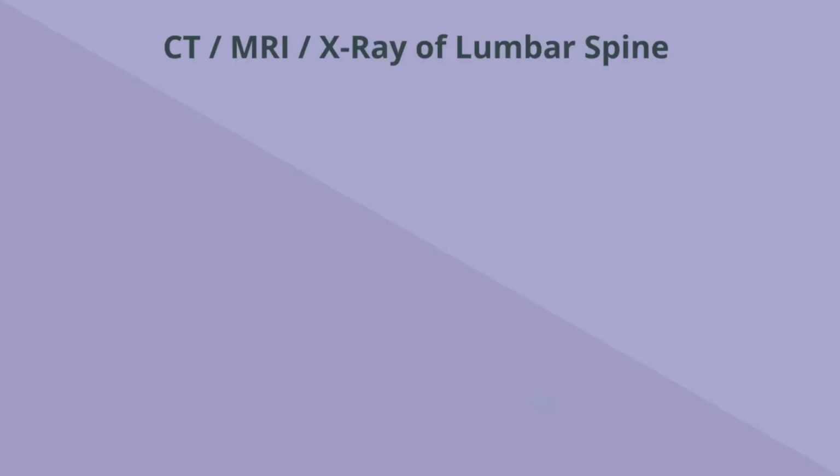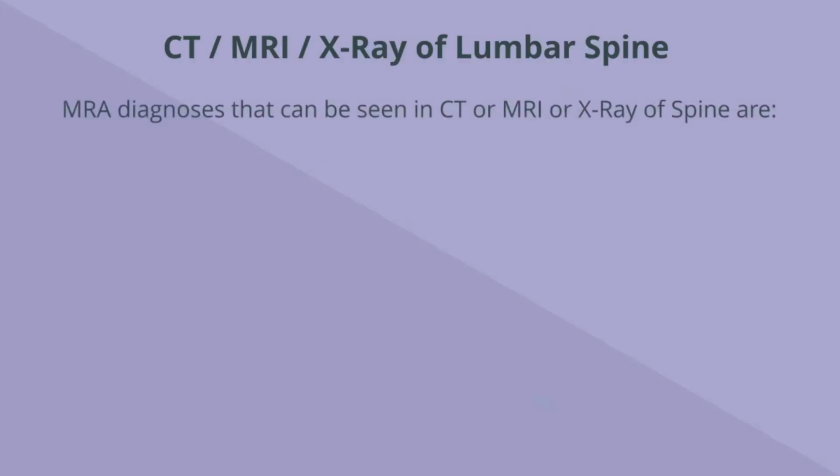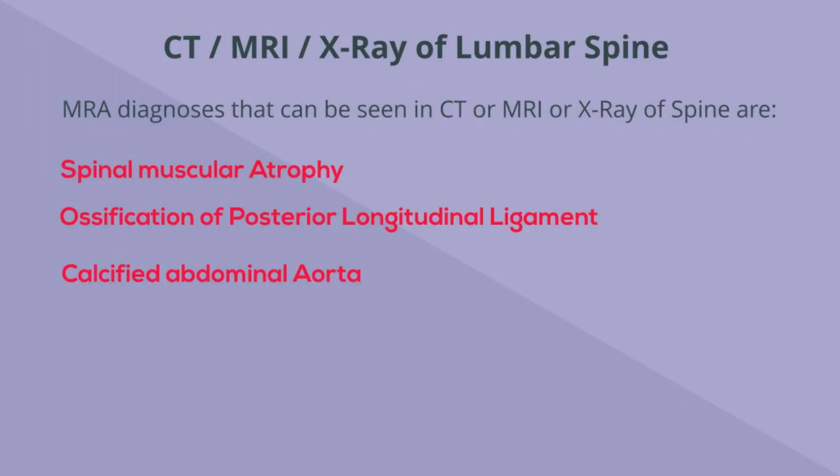A CT or MRI of the lumbar spine can show the following MRA diagnoses: spinal muscular atrophy, ossification of posterior longitudinal ligament, calcified abdominal aorta.